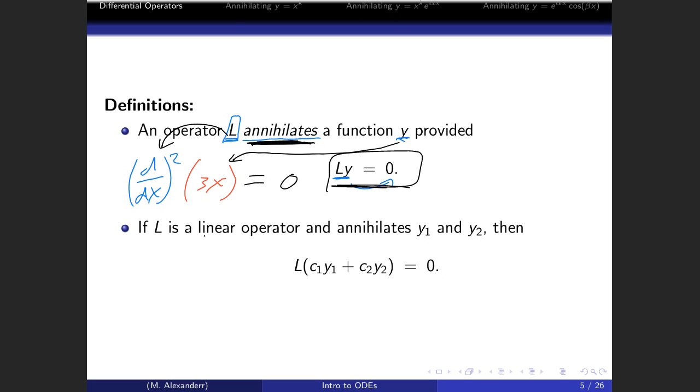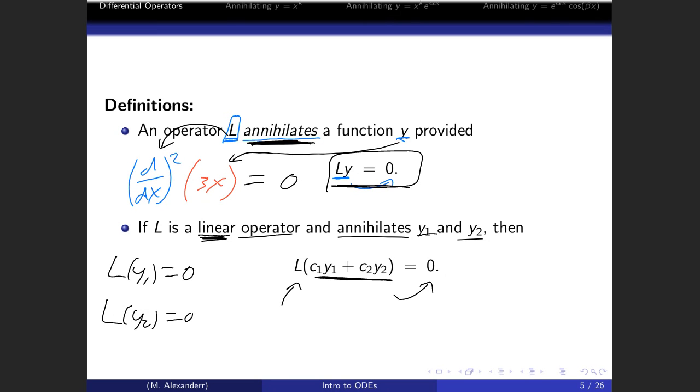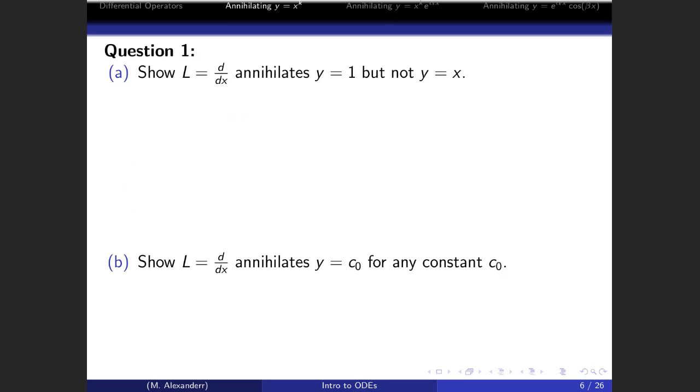Another property is about linear operators. We're putting an extra adjective here, and linear operator means the following. Suppose that you have two functions y1 and y2 that are annihilated by L, which means that L of y1 is equal to 0 and L of y2 is equal to 0. Suppose that you already know that for the y1 and y2 functions. The statement is that if your operator is linear, then you can make any linear combination of y1 and y2, apply L, and the output is going to be 0. This is a property that we are going to use heavily. So just remember this property about linear operators. We are going to be dealing only with linear operators in this section.